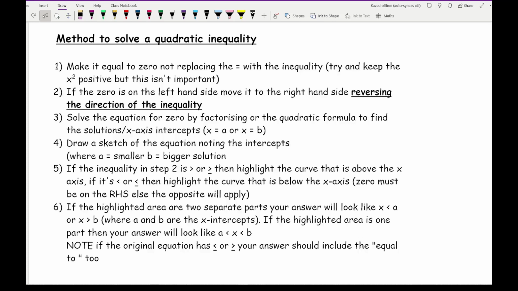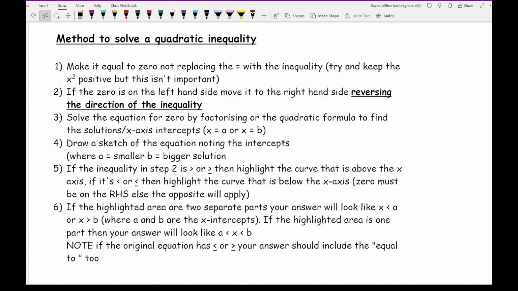So the first step is basically, like with all types of quadratics, you want to make sure that it's equal to 0. If you make it equal to 0, not replacing the equal sign with the inequality, try and keep the x squared positive, but this isn't really important. You can end up with negative parabolas, but you can just shift everything onto the other side to make it a positive parabola. Remember that your solutions are going to be a set of values, and it doesn't matter whether you're dealing with a positive or a negative parabola, the values will be the same if you've done it correctly.